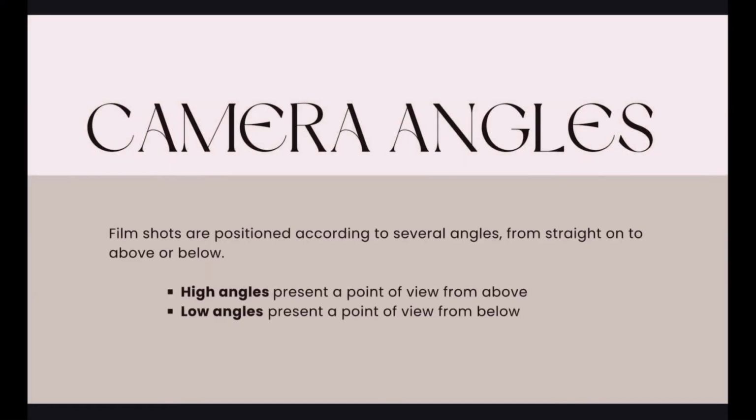Camera angles. Film shots are positioned according to several angles, from straight on to above or below. High angles present a point of view from above, and low angles present a point of view from below. In this scene from Flowers of War, we can see both high angles and low angles being used.